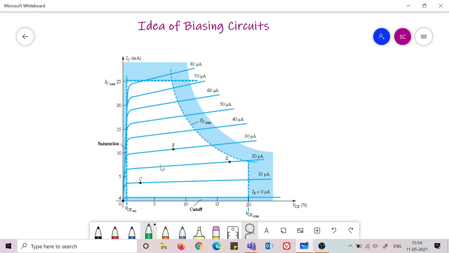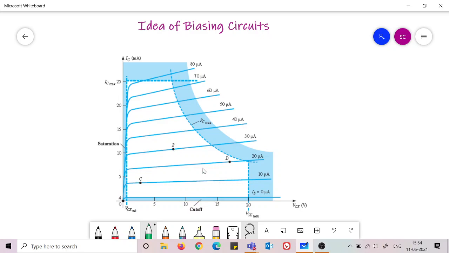Any answer? Take a random guess. B. Why B? Anything substantial? Because if it shifts a bit, it won't get to another region. Yeah, true. That is very true.